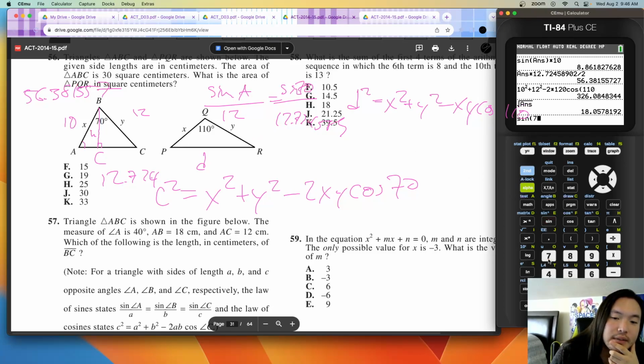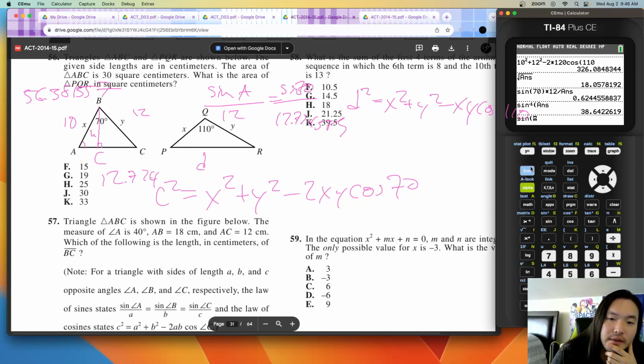So sine 70 times 12 divided by the answer that we just got, 18 something. So this, and then take the inverse sine of that to find the angle. Okay, so this would be 38 degrees approximately. And then now we can calculate the height. So again, the height divided by x is going to be sine of this.